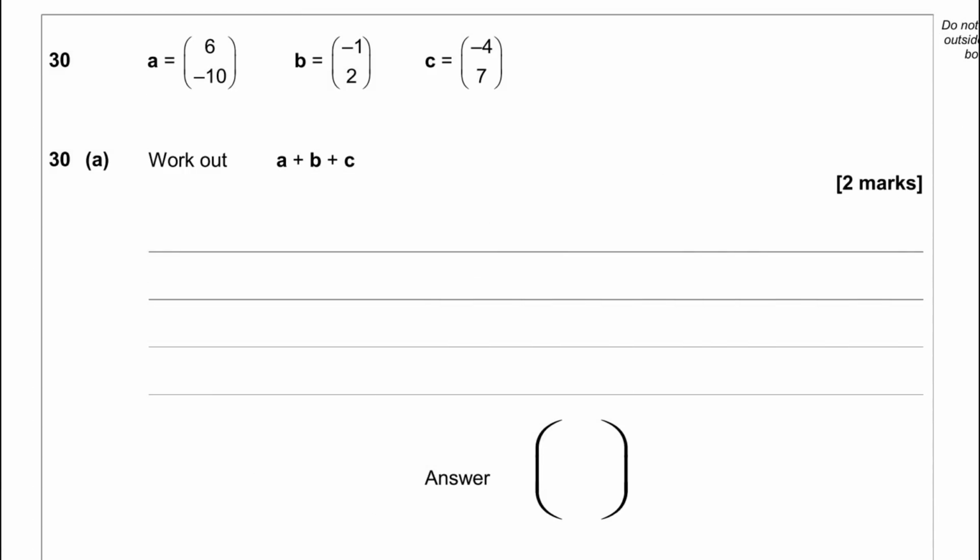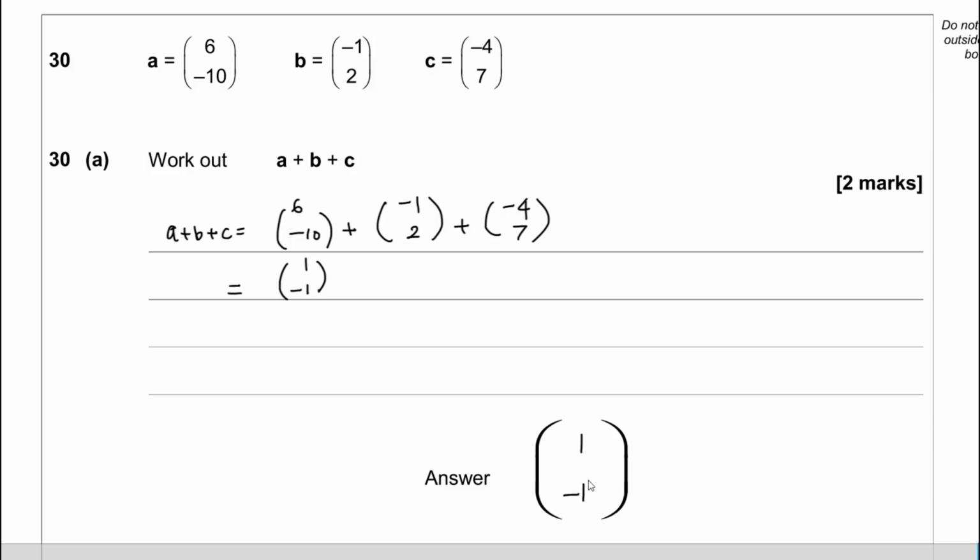Question 30. Finally, the last question on the paper. So we have A is a vector, B and C, they're all vectors. Work out A plus B plus C. So A plus B plus C is just 6 minus 10, add minus 1 and 2, add minus 4 and 7. So it will be 6 minus 1 is 5, minus 4, then it's only 1. So 1 here, and then minus 10 plus 2 is minus 8, plus 7, minus 8 plus 7 is minus 1. So we've got our answer, it is 1 minus 1.